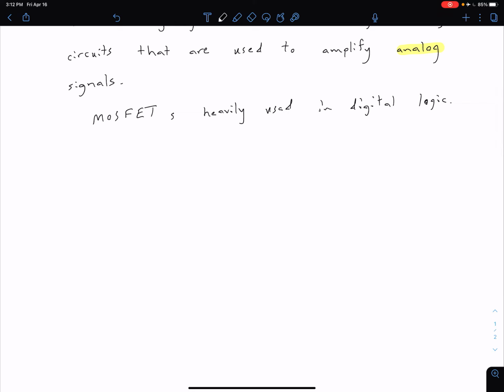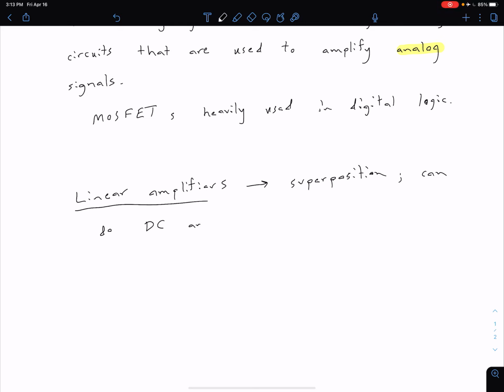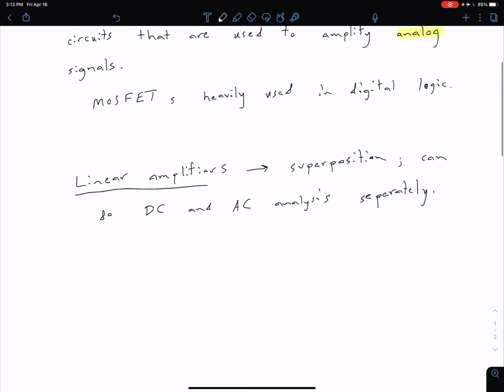Now, just like with our BJTs, we want to be looking at linear amplifiers. In other words, we don't want to be clipping any of our signal. The main reason we want to do that is so that we can use our superposition principle, which ultimately just means we can do our DC and AC analysis separately, and then we just bring the two parts together and sum them and say this is our total response.